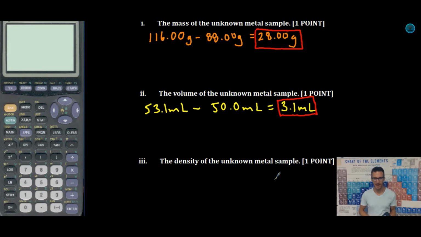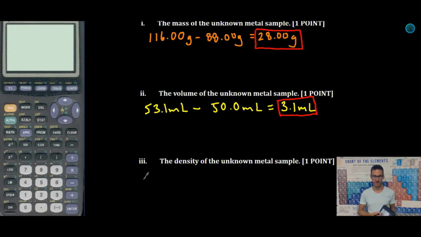Subpart III, the density of the unknown metal sample. This is a classic example where you have to use a previous portion of the question to answer the one that you're on. It's important to note that even if your numbers from the earlier sections aren't correct, as long as you're using that information from the earlier sections in this current one, you can still earn full credit as long as you show your work.